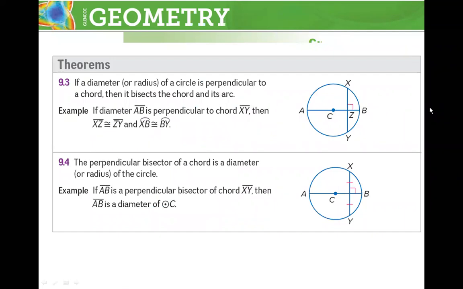Theorem 9. Mister, I mute myself. Okay, okay, there is no problem. Okay, okay, Abdullah. Thanks, Abdullah.